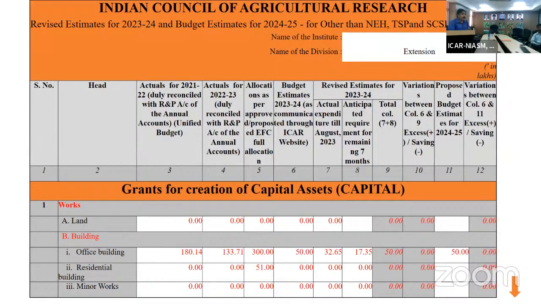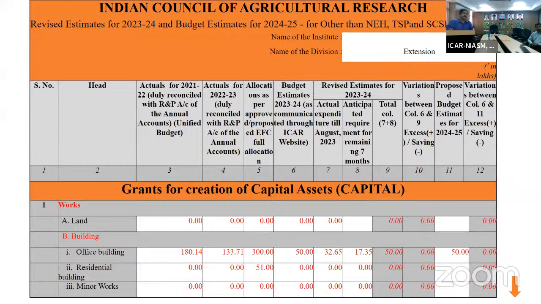You see here, creation of capital assets only. This is your grant in aid capital. The budget under grant in aid capital has to be utilized for purchase of assets only. Means if you are having any unspent balance out of this budget, this cannot be utilized for other purposes. The unspent balance of grant in aid capital cannot be utilized towards other purposes.